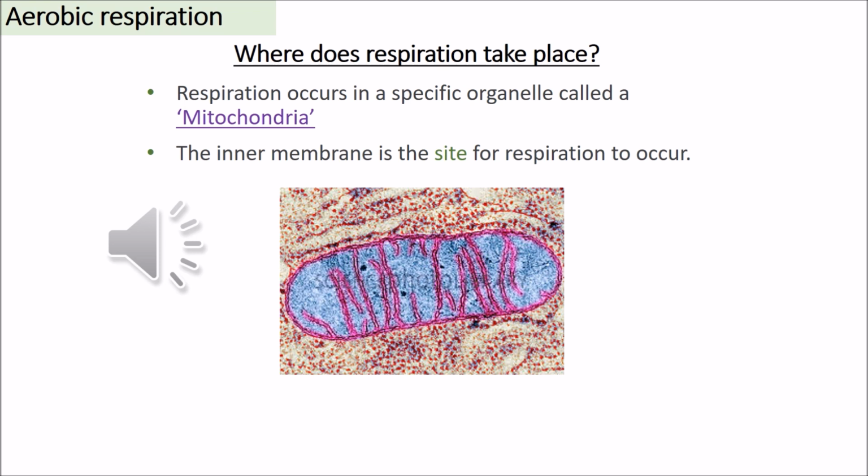So respiration occurs in an organelle. That is an organ inside our cell called a mitochondria. Can you please write that word down in your book and state what it is?